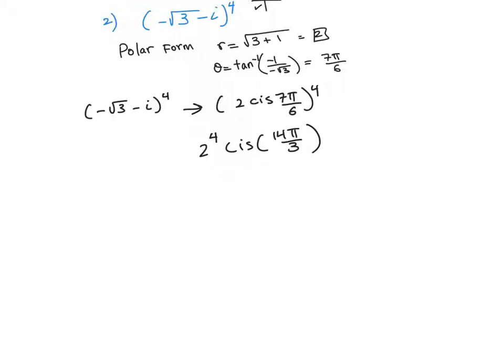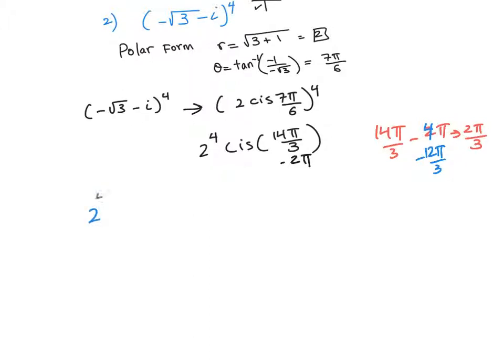Now before I change that back into rectangular, I need to ask myself, is this angle acceptable? This angle is beyond 2 pi, it's beyond the domain, so I need to subtract 2 pi from it. Now 14 pi over 3 minus 2 pi, that's going to give me 2 pi over 3. Because I'm not just subtracting 2 pi, I'm subtracting a multiple of 2 pi, and I'll be subtracting, in this case, 4 pi. So 14 pi over 3 minus 4 pi, which is 12 pi over 3, that will give me 2 pi over 3.